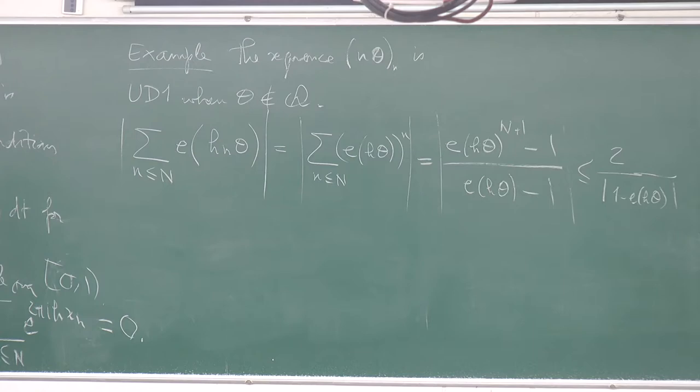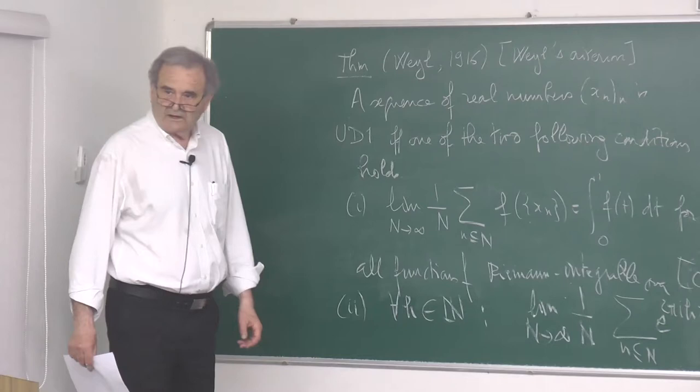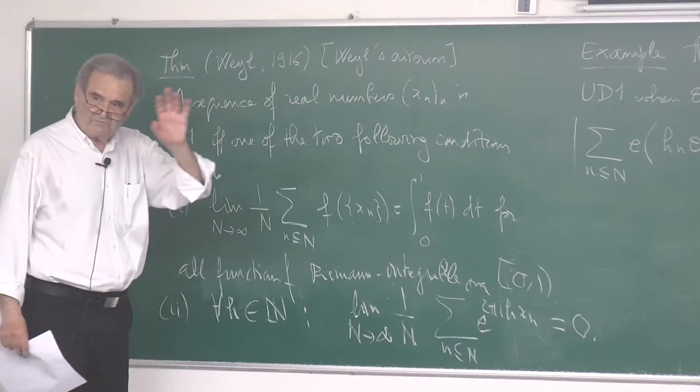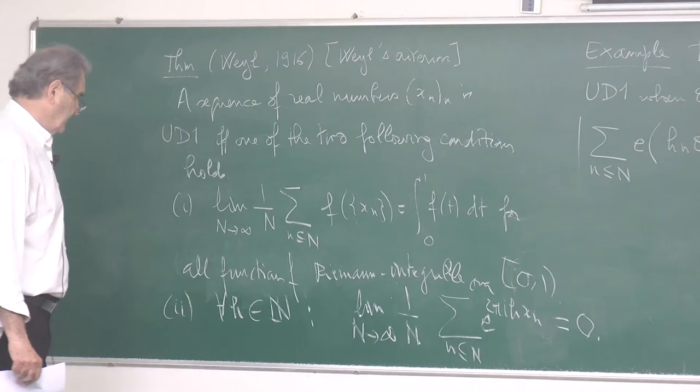If it is a Riemann integral, you know how to approximate this integral by sums. This is the basis of Riemann integration. But it will be more efficient to compute an integral with sums if your sequence here is well distributed. So well distributed, we'll speak about later. But this has practical use.